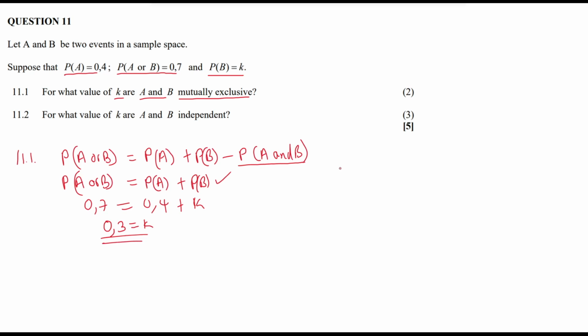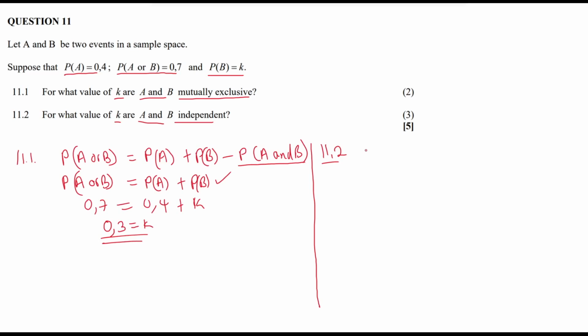Okay, that's question 11.1. Then 11.2. Right, for the same information, we are saying for what value of K are A and B independent? What do you know about independent events? Now you have to remember the product rule.